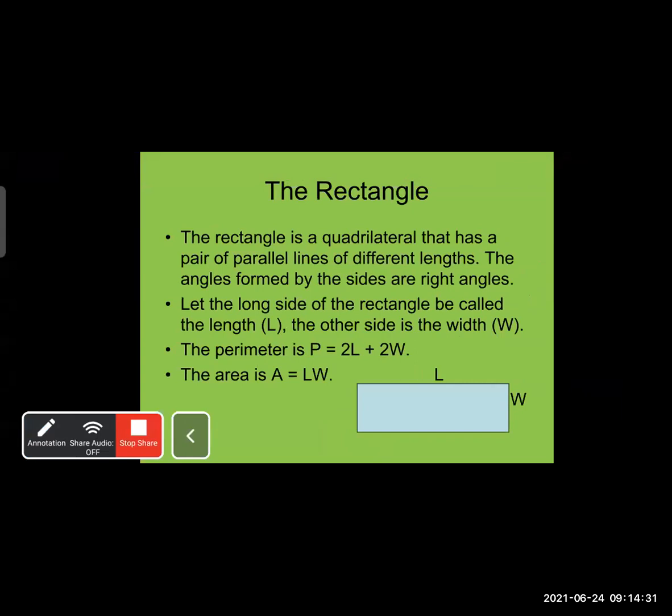Now, next one is rectangle. So rectangle is a type of quadrilateral that has pair of parallel lines of different length. Means opposite sides are parallel and equal. The angles formed by the sides are right angles. So each angle is equal to 90 degrees.